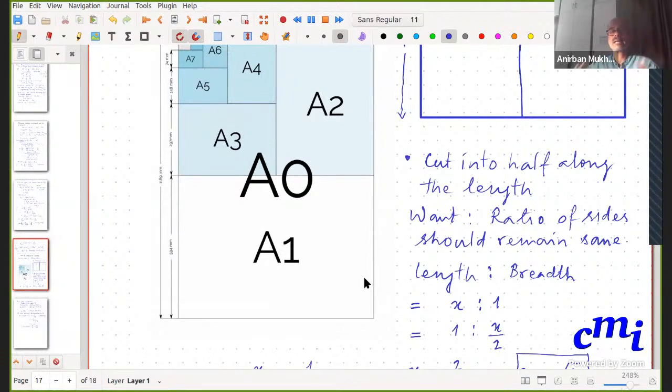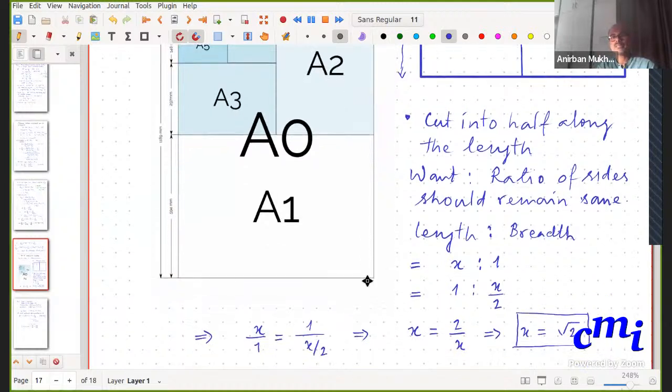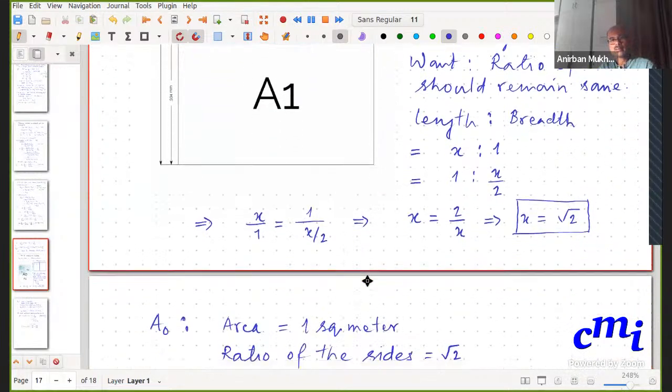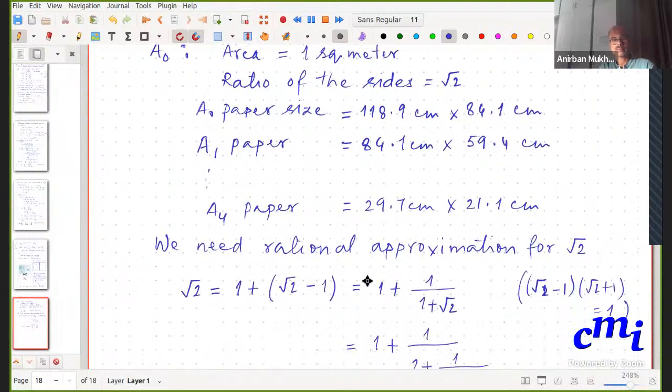that you have a rectangular paper and what you want to do is cut it into half. And every time you do that, you maintain the same ratio of length and width. That just gives you immediately this ratio, that it has to be square root of 2. But square root of 2 being an irrational number, you need a rational approximation to make it workable, and we'll do it via continued fraction.